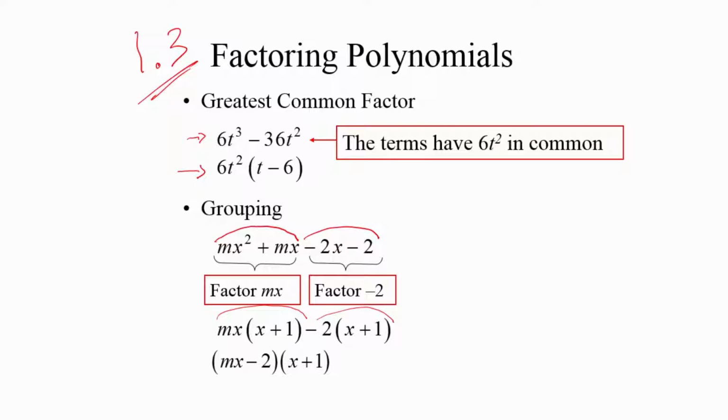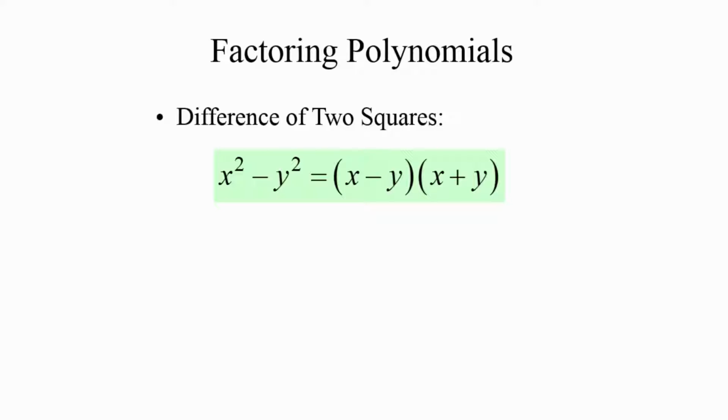We will have a lot of examples at the end of the section about this grouping. Continuing with factoring polynomials. If you have the difference of two squares, such as x squared minus y squared, as you can see, that can be written as x minus y times x plus y. Again, if you multiply these two parentheses together, x minus y times x plus y, you would get this one. That's why this factors into these two terms.